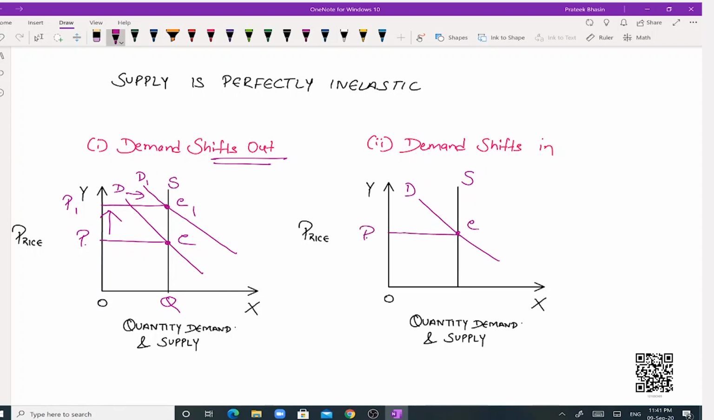Similarly, when demand shifts in, we have the demand curve intersecting the supply curve at point E, where equilibrium price is OP and equilibrium quantity is OQ. Then we have the demand curve being shifted inside. This means a leftward shift in the demand curve. The new equilibrium point will be E1 and the equilibrium price will be OP1, that is, it will decrease from OP to OP1. So in these cases, the price may increase or decrease, but the quantity would remain constant.